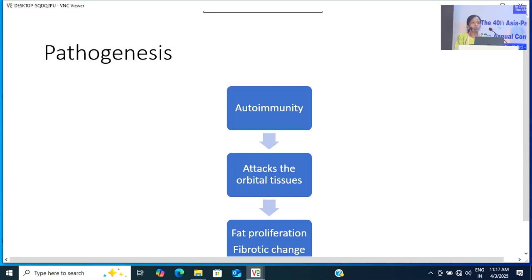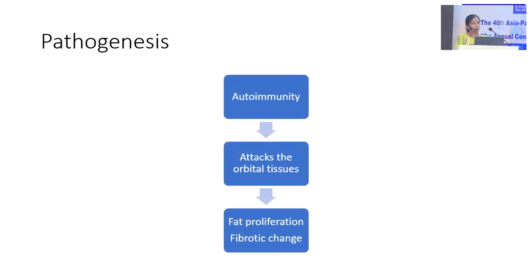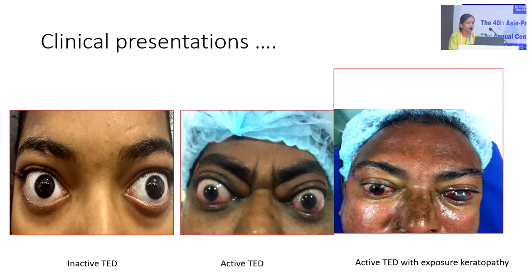A trigger of inflammation attacks the orbital tissues, and there is antibody production against self-antigens, which causes a lot of fat proliferation, causing type 1 disease, or a fibrotic change, which can cause type 2 disease. Thyroid eye disease can vary from a simple presentation with an inactive disease, as in the first picture, to a very dreadful scene, as in the third picture, with a lot of exposure keratopathy and vision loss.